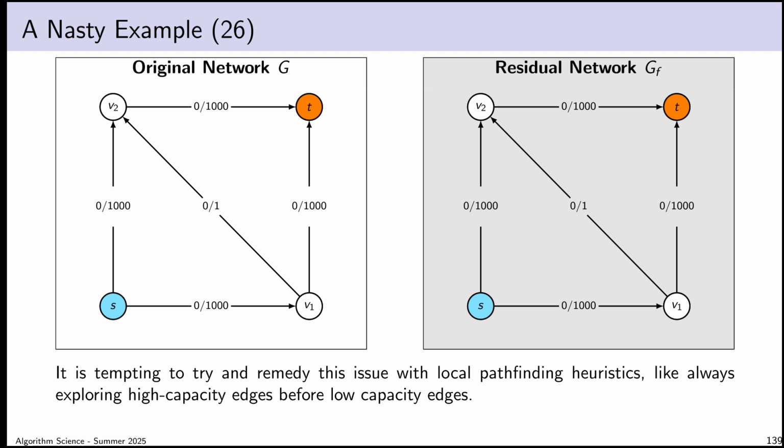So it's tempting to try and remedy this with what I'm calling, sort of derisively, heuristics. I mean, heuristics are a great idea. You should use them, but you can't count on them to solve all of your problems unless you can write me a proof that shows that they always work. So for example, you could choose to always explore a high capacity edge before a low capacity one. And in this example, that would help you.